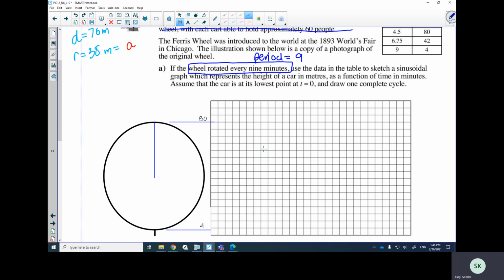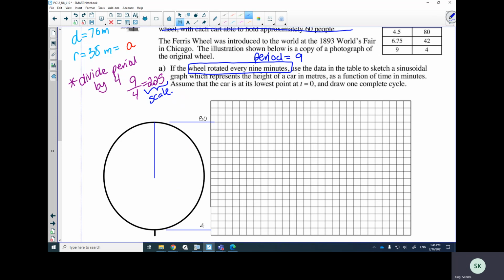Now, for these Ferris wheel questions, what you want to do and what you want to star is divide your period by 4. And I'm going to show you why. So write down: divide period by 4. So if we take 9 and we divide it by 4, what does that give us? 2.25 minutes. Okay, so I'm going to show you what we're going to use this for. 2.25 minutes. This is going to help with your scale.